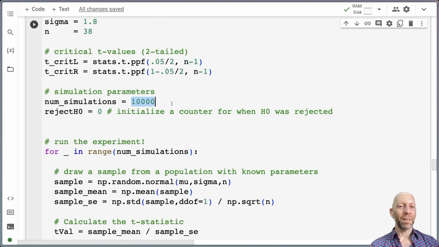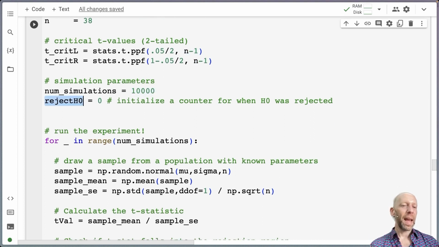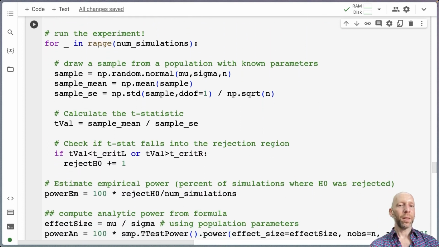Okay, here's the number of simulations that we're running, and this is a counter, basically. So every time we reject the null hypothesis in a sample, I'm going to add 1 to this. And then we just divide this by this to get the proportion of times that the null hypothesis was rejected. Okay, so here's our experiment. Loop through our 10,000 simulations, drawing a new random sample with these population characteristics. Of course, the sample mean and standard deviation are not necessarily going to be mu and sigma, although we do expect them to be reasonably close.